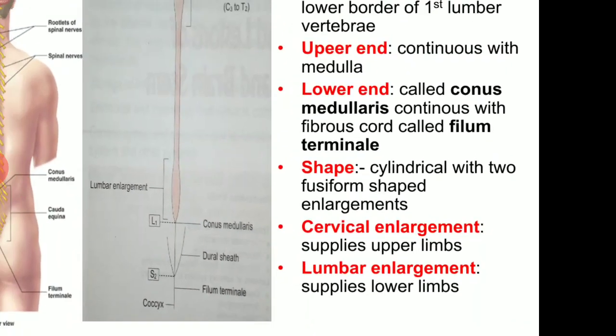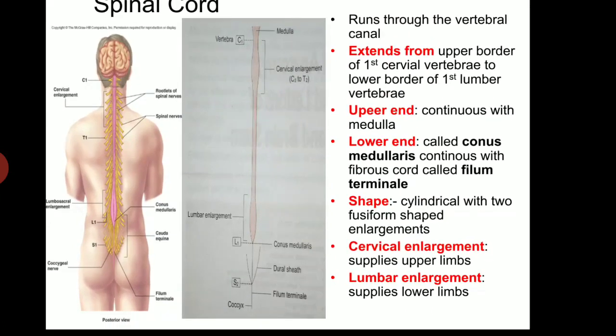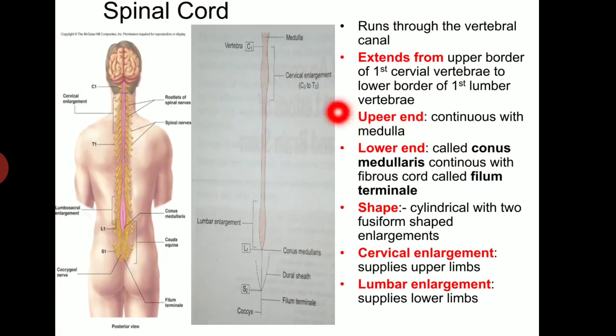Now, the shape is cylindrical with two fusiform-shaped enlargements. One is the cervical enlargement, this fusiform cervical enlargement, and another is the lumbar enlargement, which supply the upper limbs and lower limbs respectively.